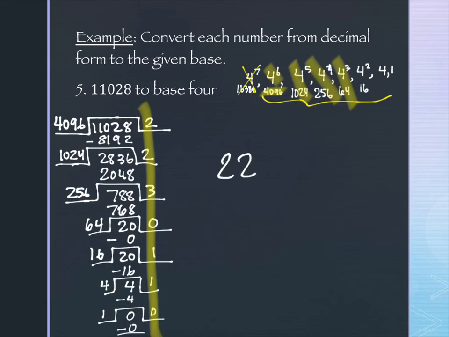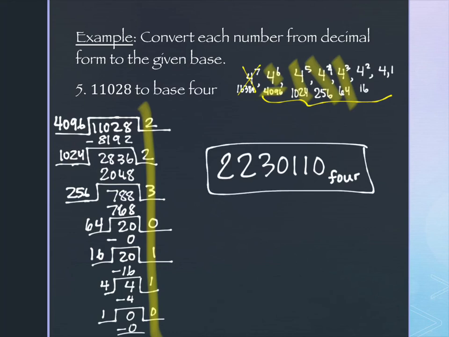2, 2, 3, 0, 1, 1, 0. And I need the subscript that says base 4. Say that again? You don't need them in the answer. They wouldn't be wrong, but they're sort of a convention that we use in base 10 that's not showing up in other bases. Okay, what do you think?